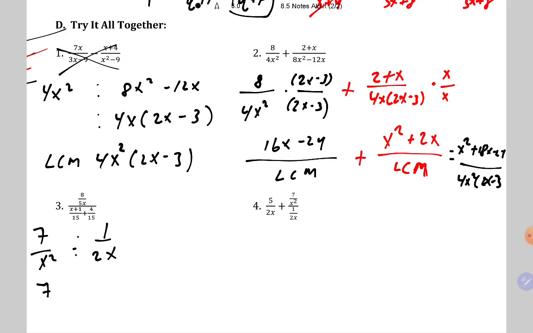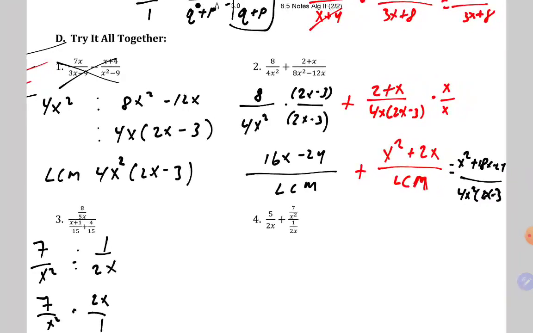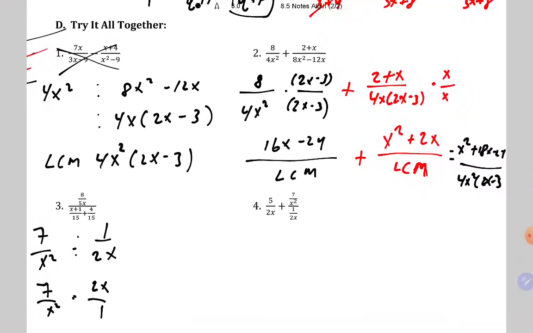This becomes 7 over x squared times 2x over 1, because I'm keeping the first fraction the same and then flipping. And multiply straight across the top: 14x over x squared. The x cancels, so we're left with 14 over x. So that's my second fraction.